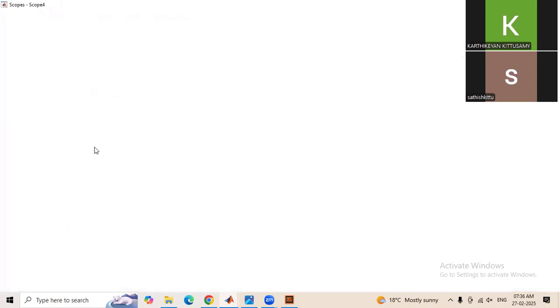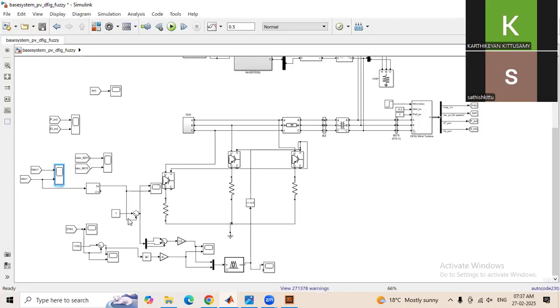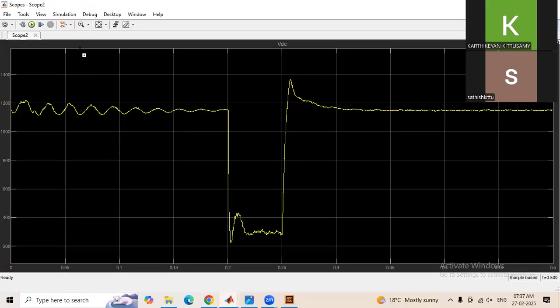Here, if you see, this is the grid current. Without that crowbar protection, it is nearly 40 to 60 per unit when the fault has occurred. Now it is 1.5 per unit. And here this is the DC link voltage. Initially, without protection, it increased to 1600 volt. After the fault is cleared, it reduces to the nominal value.